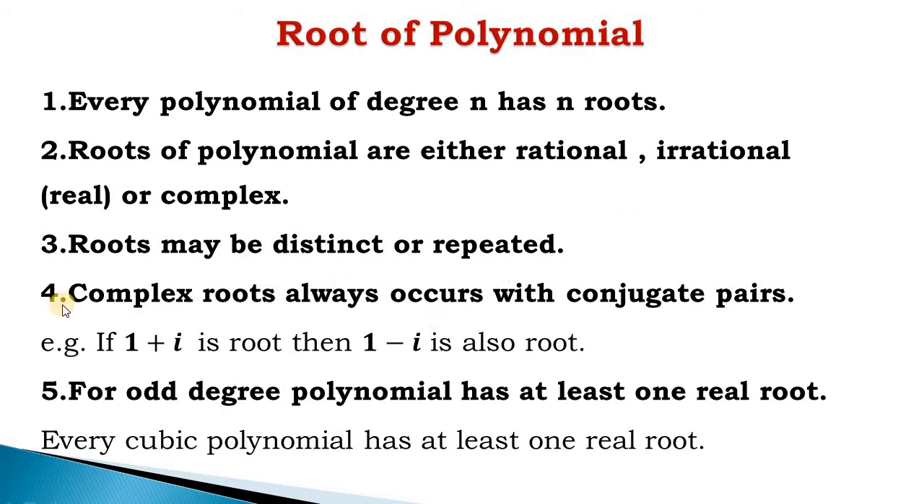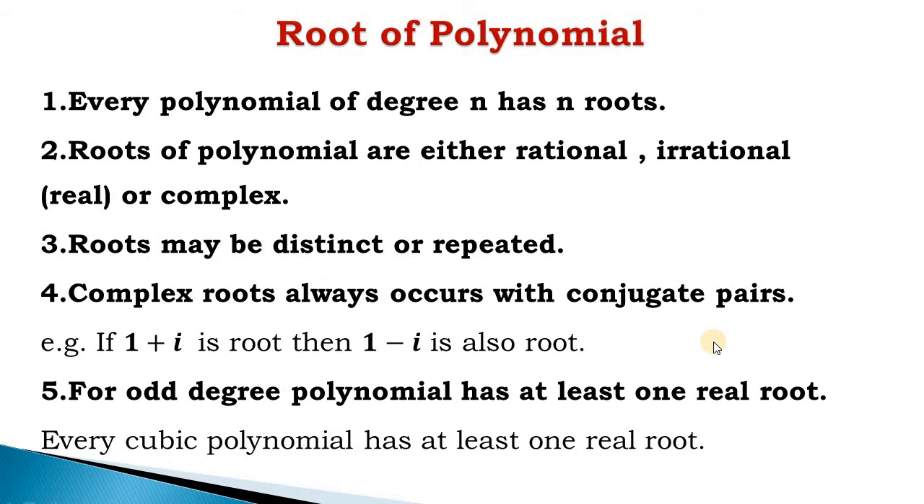Then the fourth property is that complex roots always occur in conjugate pairs. So it is a very important property. If 1 plus i is a root, what does it mean? Then definitely 1 minus i is also a root. So the conjugate of this complex number is also a root.